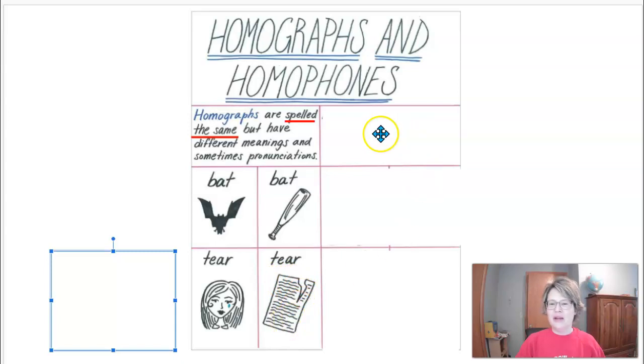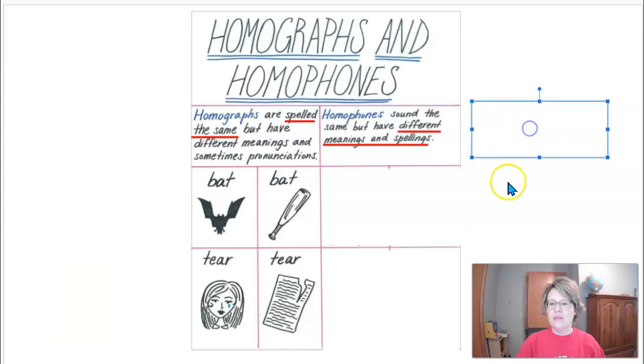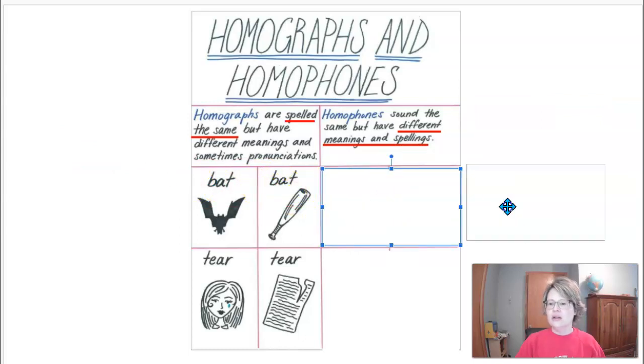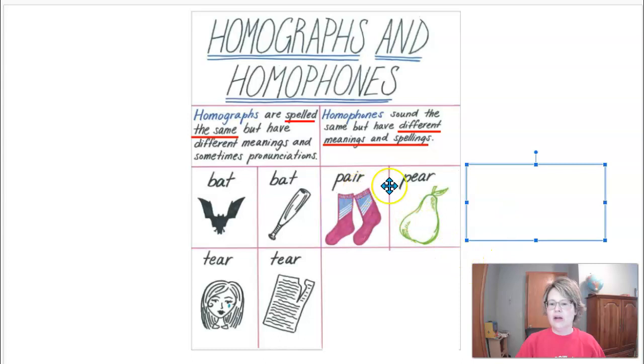So just to remind you what a homophone is, they are words that sound the same, but they have different meanings and different spellings. So they're not spelled the same like homographs are. Here's an example of a homophone, pair and pair. They sound exactly the same, but they mean different things and they're spelled differently. You have a pair of socks or a pear like the fruit.